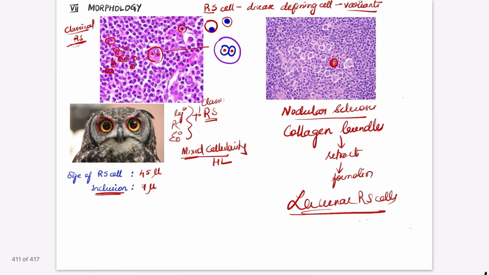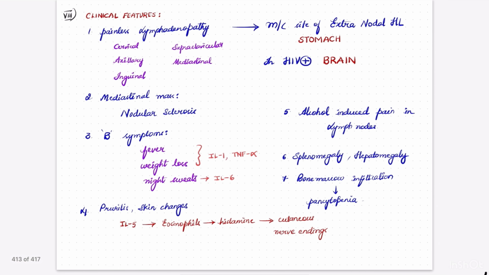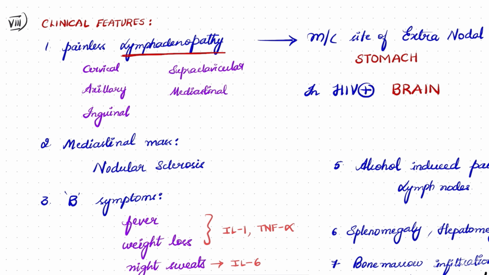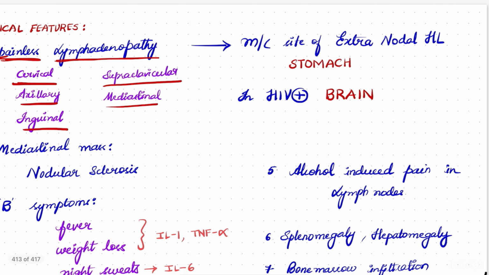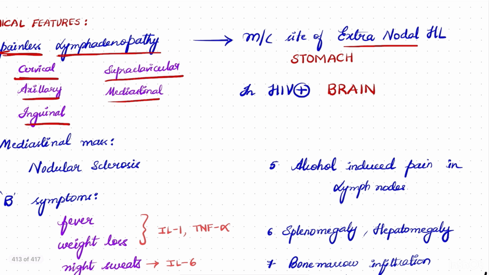This is done with the classification along with the morphology, the variants of RS cells, which are the disease-defining cells. Done with this, coming to the clinical features of Hodgkin's lymphoma. The most common presentation is lymphadenopathy, that is painless enlargement of the lymph nodes. The most commonly affected lymph nodes are cervical, axillary, and inguinal; supraclavicular and mediastinal lymph nodes are also involved. There can be extranodal involvement, which is usually rare in Hodgkin's lymphoma.